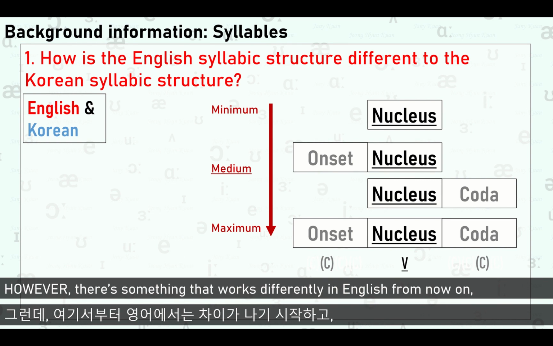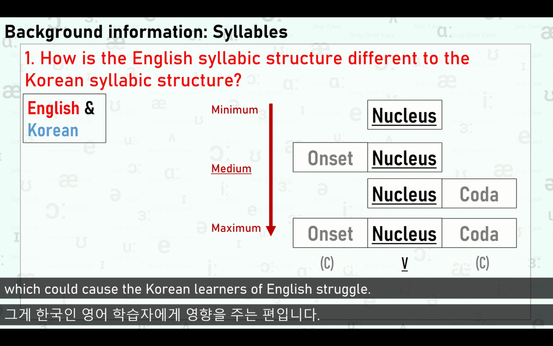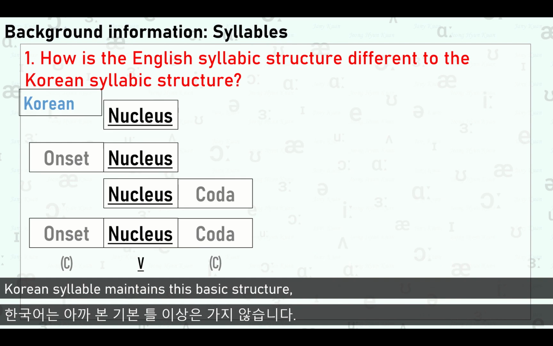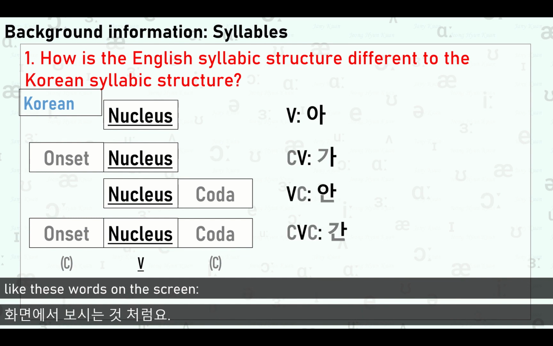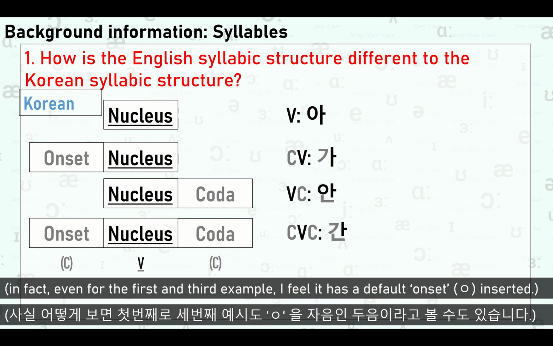However, there's something that works differently in English from now on, which could cause Korean learners of English to struggle. Korean syllables maintain this basic structure, with one consonant on each side at the most, like these words on the screen. In fact, even for the first and third examples, I feel they have a default onset inserted.